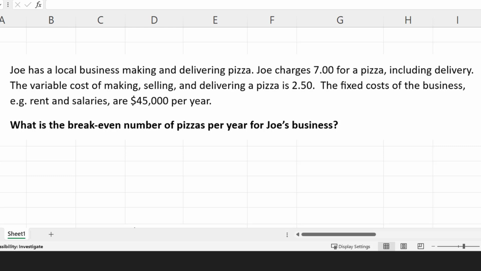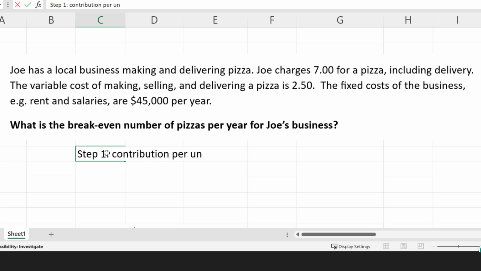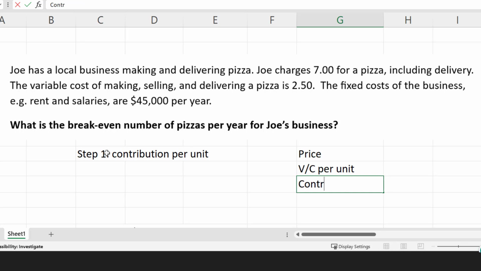Well, for a break-even number of pizzas, we need the contribution per unit. So step 1 is going to be contribution per unit. And we'll find the contribution per unit. We'll find the selling price from which we subtract the variable cost per unit. The difference then is contribution per unit. Let's read the story now and let's see what information we have.